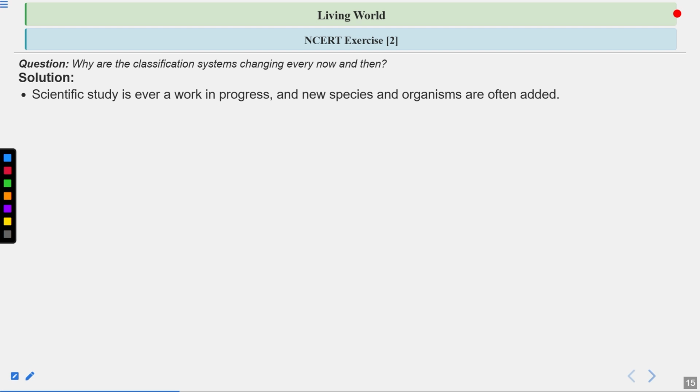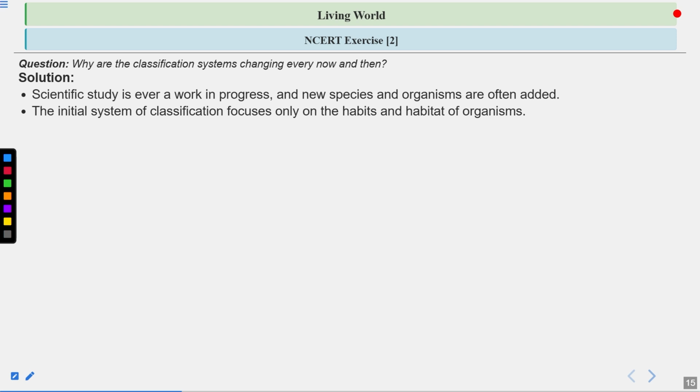Scientific study is ever a work in progress, and new species and organisms are being added. So now they are exploring new areas. We have better technology now. We have better microscopes. We have DNA sequencing techniques. So now we can study these organisms at the genetic level, at the molecular level, very precisely. We can find out the relationship between different organisms. We can now explore remote areas, and we can look for new species also. So new species are being continuously added. So we are finding new species.